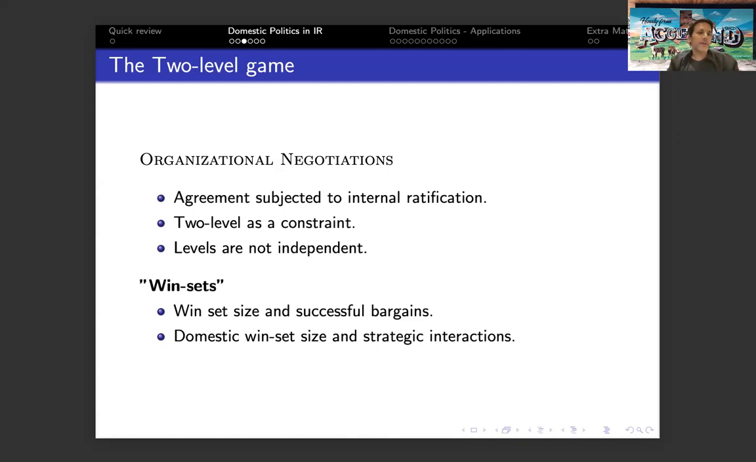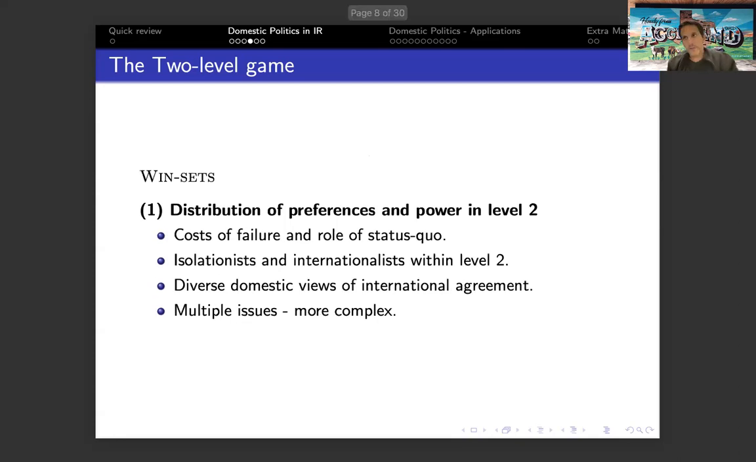Now, there are three sets of factors, according to Putnam, that are crucial in the determination of those win sets. How do we get to those win sets? The first thing is the distribution of preferences and distribution of power within level 2. Reminding you again that level 2 is the domestic level. If the costs of a failure to reach an agreement are low, then the win set will most likely be small, because the alternative is just to remain in the status quo.